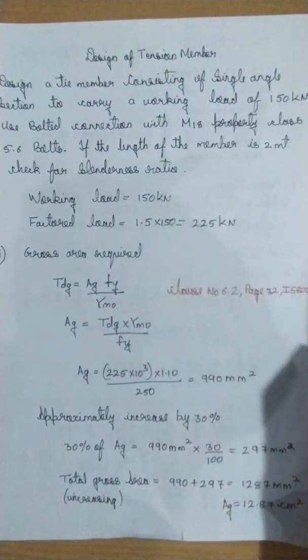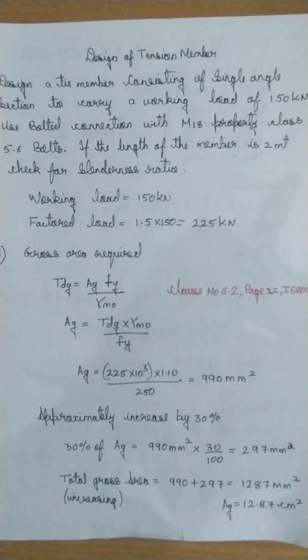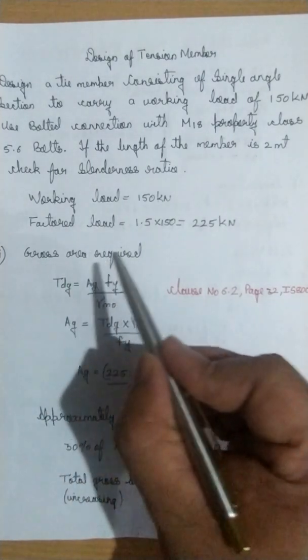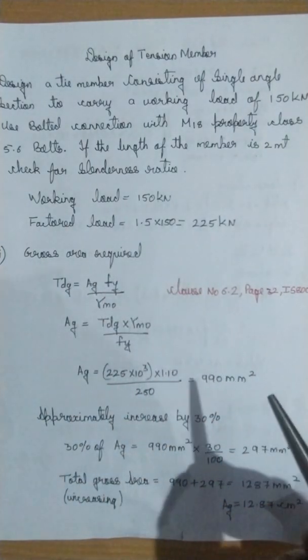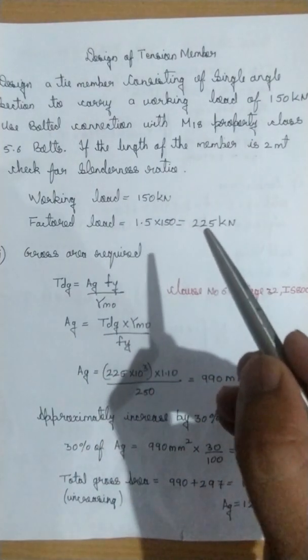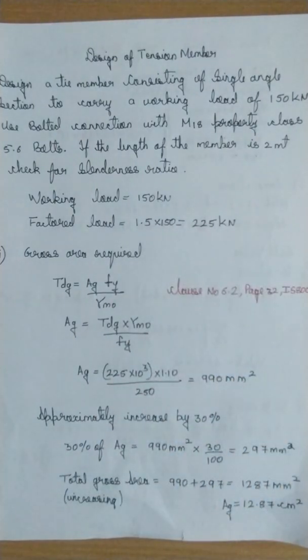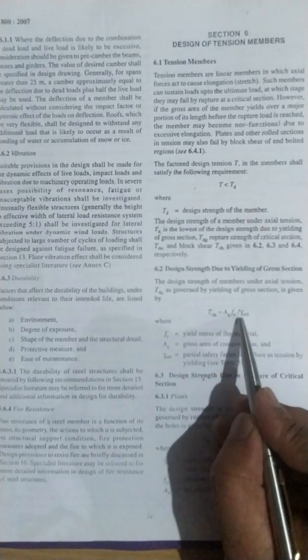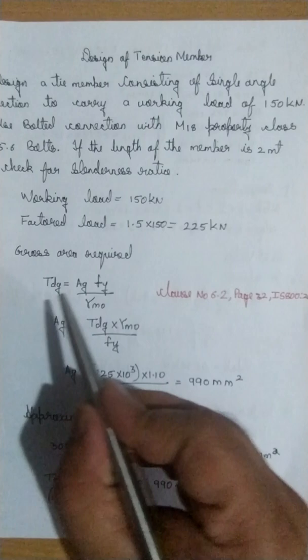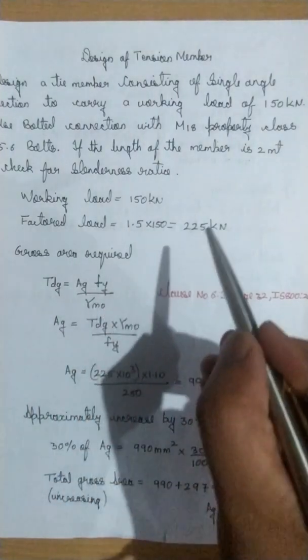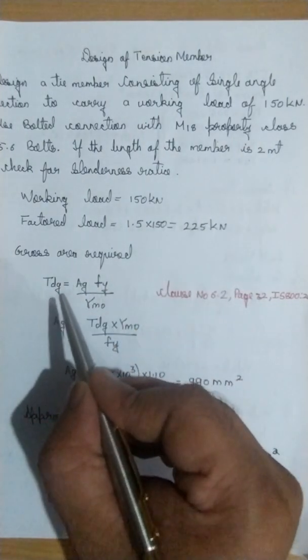Now we have to find out the section. So to find out the section we need to have some data. The first step is we have to calculate the gross area required. So from where we have to find out, however we are having the load. So we will make use of clause number 6.2 wherein the formula is given: Tdg is equal to Ag fy upon gamma m0. So the same thing I have written here, Tdg is equal to Ag fy upon gamma m0, and this value I will substitute as Tdg.